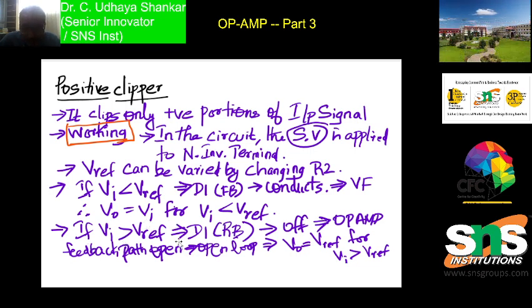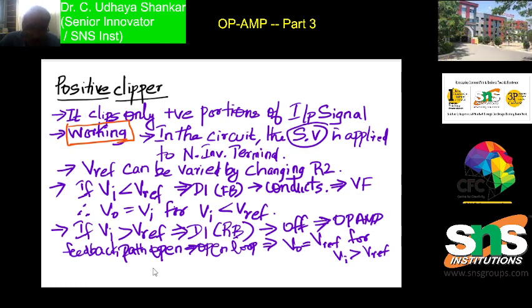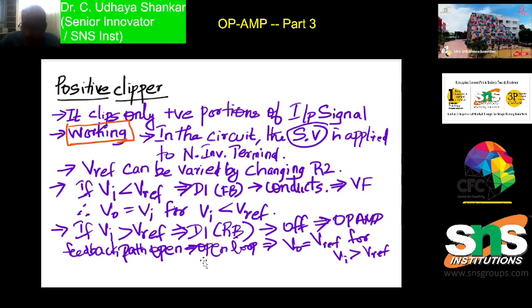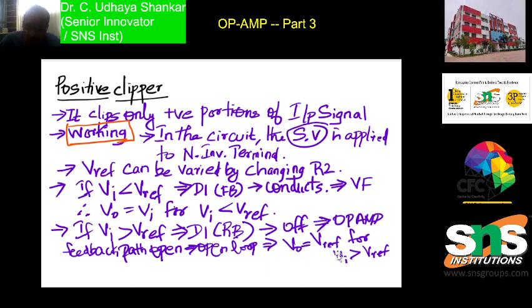If Vi is greater than Vref, the diode D1 will be reverse biased, because of which the op-amp will be in off condition, and only the feedback path will be there. Because of this the op-amp will behave as an open loop circuit, and from this we can understand that V0 will be equal to Vref for Vi greater than Vref.